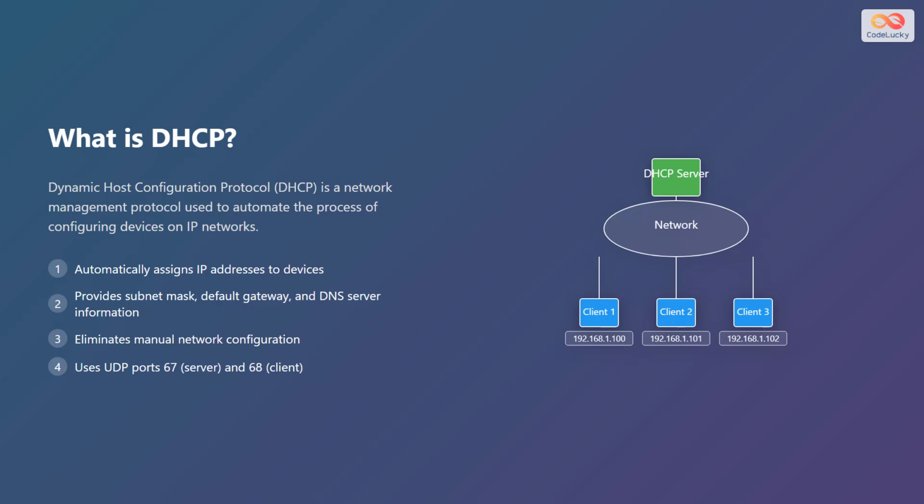So, what exactly is DHCP? Dynamic Host Configuration Protocol is a network management protocol. It automates the process of configuring devices on Internet Protocol networks. DHCP automatically assigns Internet Protocol addresses to devices, providing the subnet mask, default gateway and domain name system, or DNS, server information. It eliminates the need for manual network configuration, streamlining the setup process. DHCP uses User Datagram Protocol, or UDP, port 67 for the server and 68 for the client.